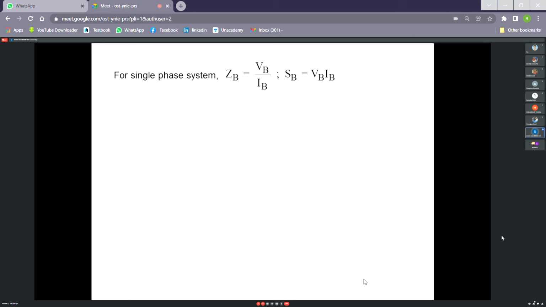Now, if there is a single phase system, then what will be the impedance? Voltage by current, by base values, and the MVA, voltage into current. Now, obviously, current may be a complex quantity.